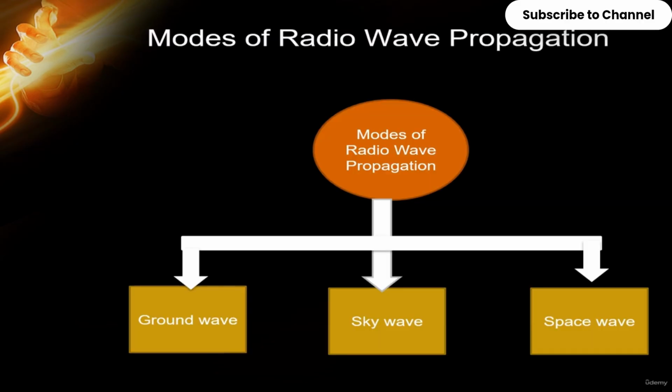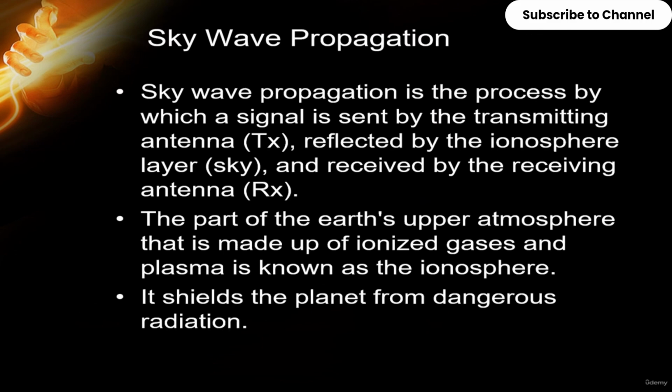Now we can see the modes of radio wave propagation. They can propagate as a ground wave, sky wave, and space wave. So these are the three basic modes of propagation of radio waves. We will see one by one how the communication takes place. In sky wave propagation, it is through air. It uses an antenna and the ionosphere layer as a sky, and the signals are received by the antenna. The transmitting antenna is represented as TX, and the receiving antenna is represented as RX.